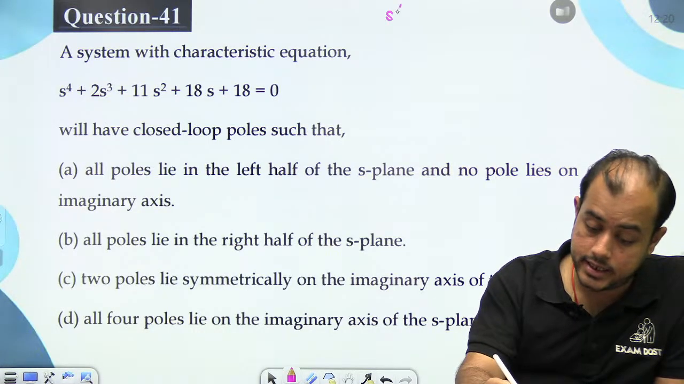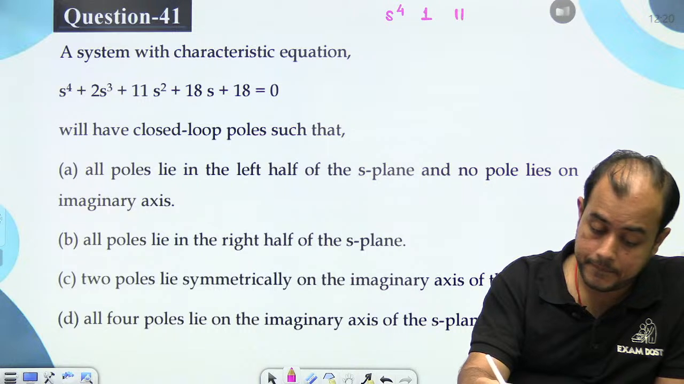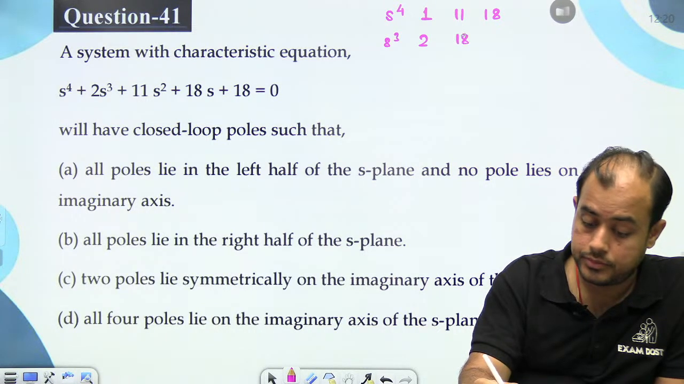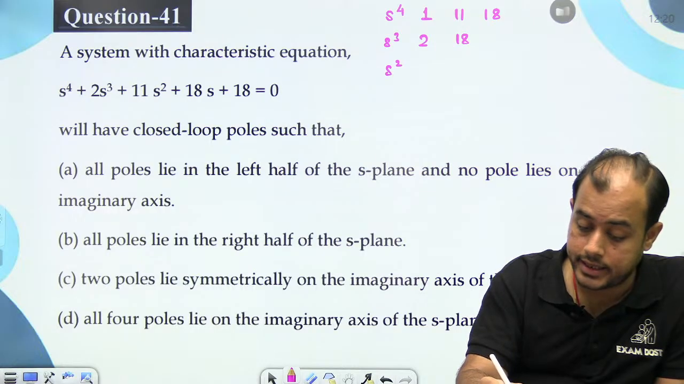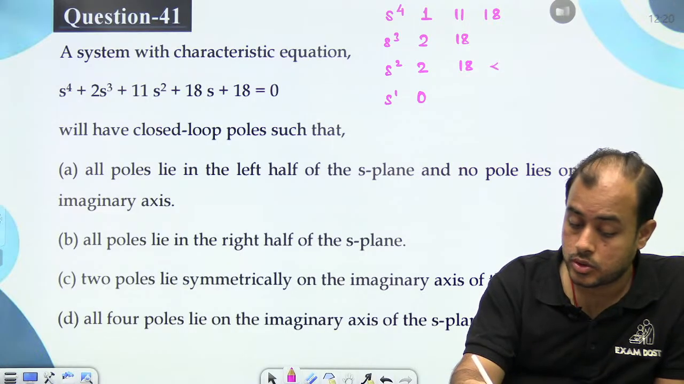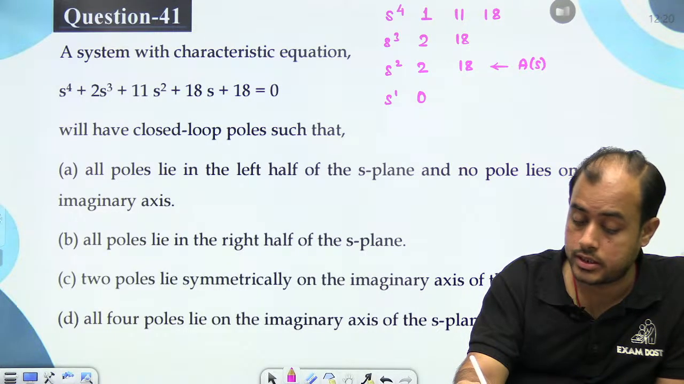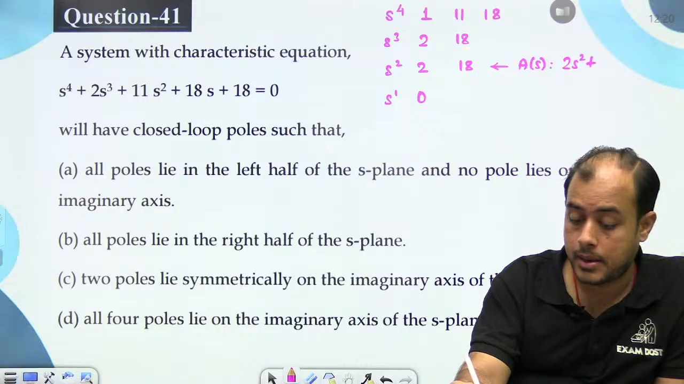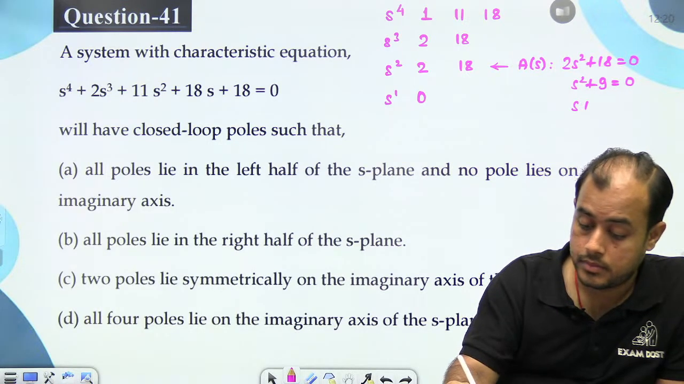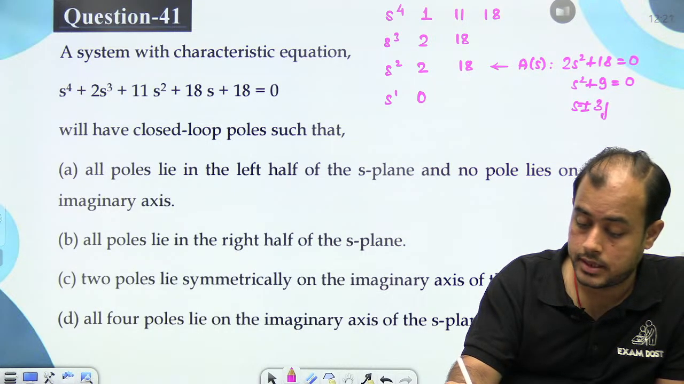ESE 2018 again. -22 minus 18, 4 by 2, 2. Now this will become 0. So this will be my auxiliary equation. So S is plus minus 3j.